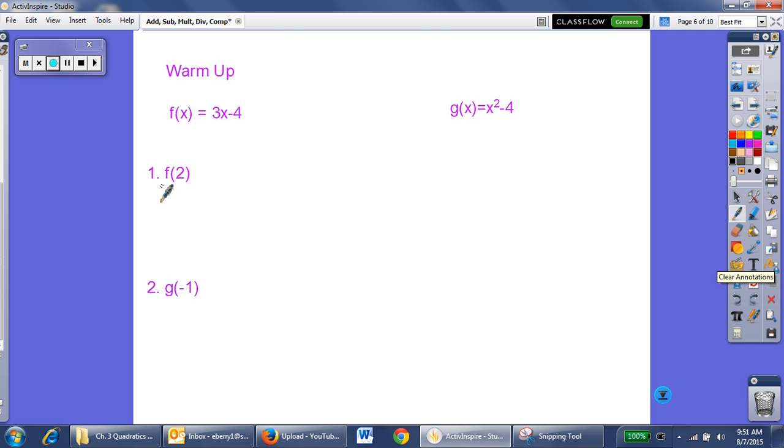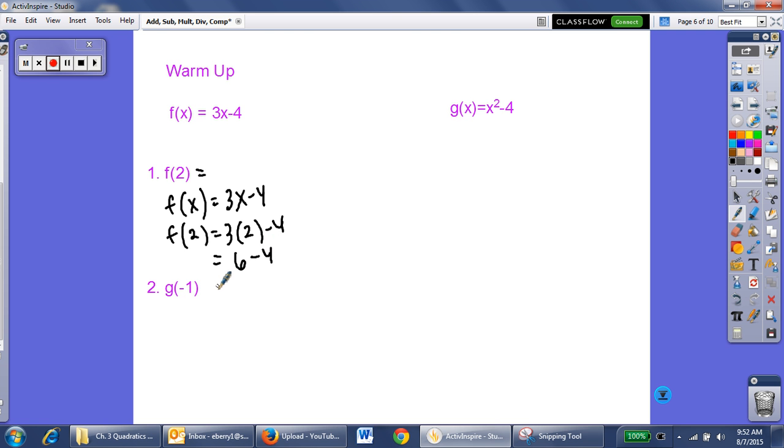Okay, looking at number 1, f of 2. So we're going to write that f of x equals 3x minus 4. So we're going to replace x with 2. So f of 2 would equal 3 times 2 minus 4. Just a quick substitution here. So we end up getting 3 times 2 is 6 minus 4, which is 2.